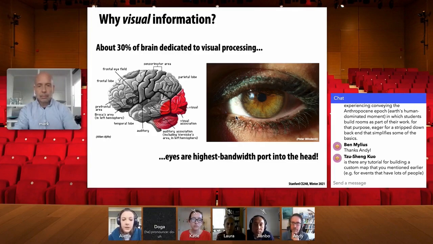I saw the question about building a custom map. We're actually currently working on a tutorial for that specific topic. It's a little bit more complex than setting up your room navigator, but can be a lot more fun. You can set up a campus map and have people click into buildings, etc.